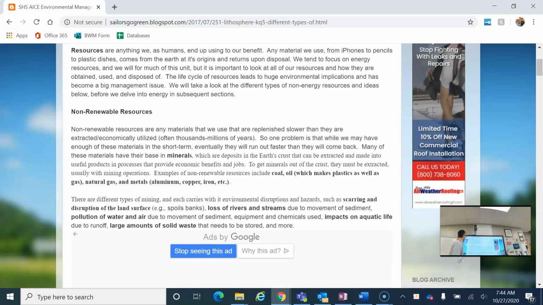There's different types of mining, and you do need to know about the different types of mining, and each of them has their own environmental disruptions and hazards. There's scarring and disruption of the land surface, loss of rivers and streams due to movement of sediment, pollution of the water and the air due to movement of sediment, equipment and chemicals used, impacts on the aquatic life due to runoff and large amounts of solid waste that needs to be stored, and many more things. All these things happen with mining.